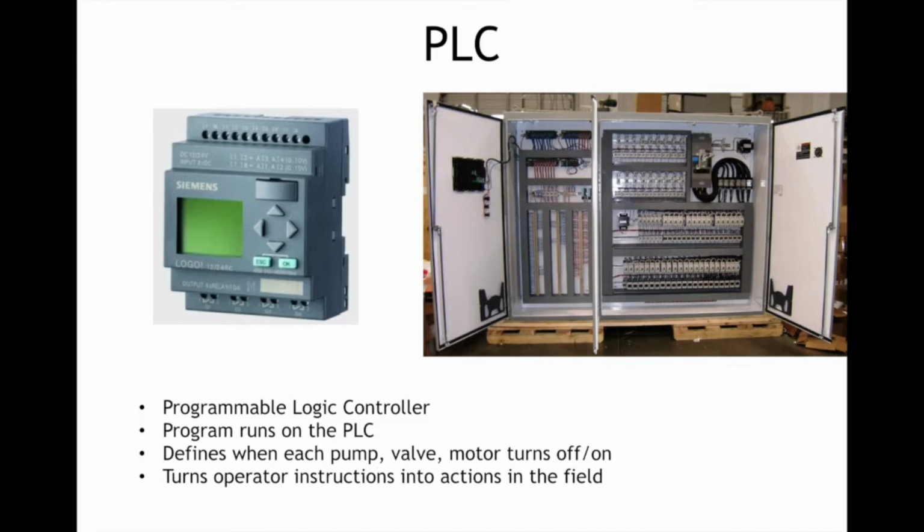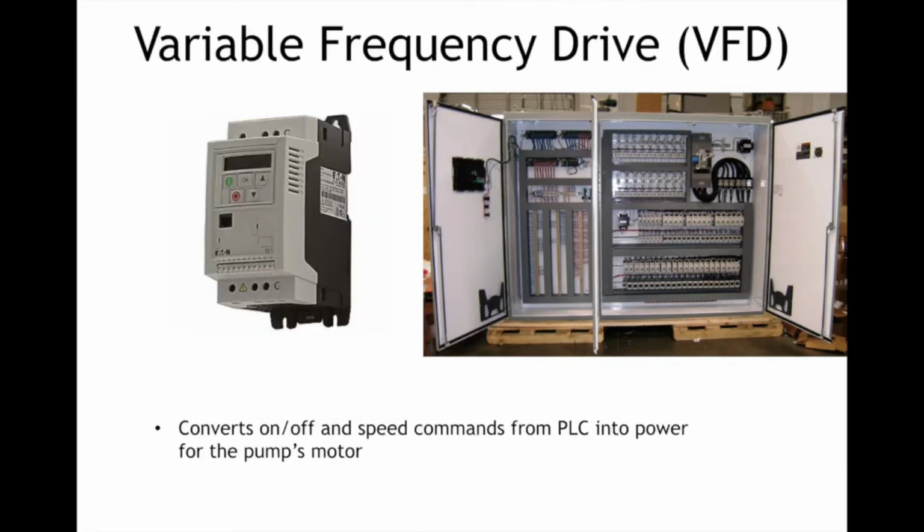The program is the set of instructions that needs to happen for the process to be controlled correctly. The program defines when each pump, valve, or motor turns off or on, and it turns the operator instructions into actions in the field. So if an operator presses start on a process, and multiple pumps are supposed to start up at the same time, the PLC is what actually sends that signal to start to the VFD.